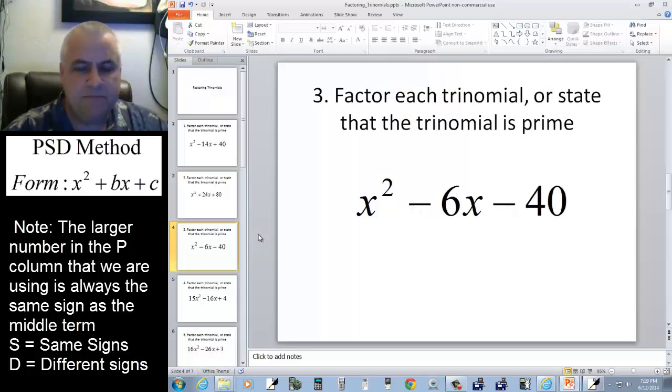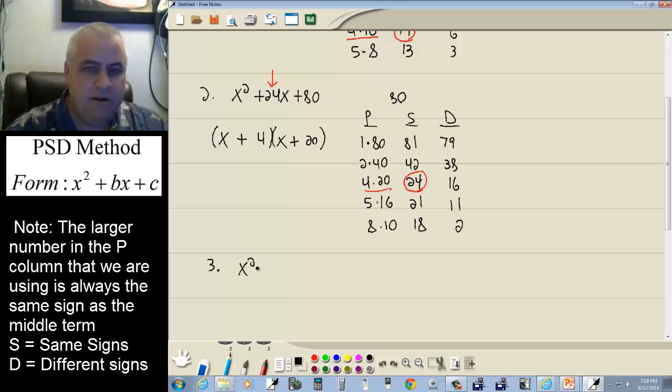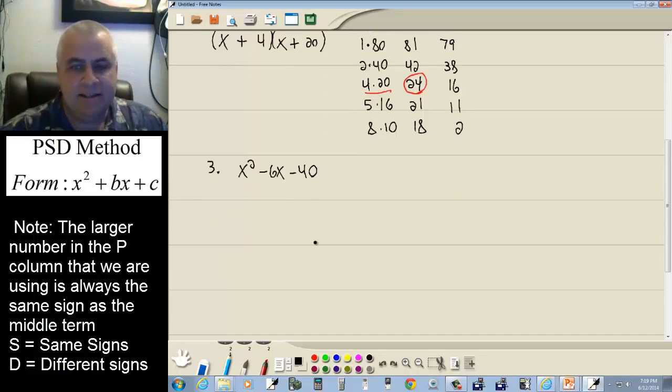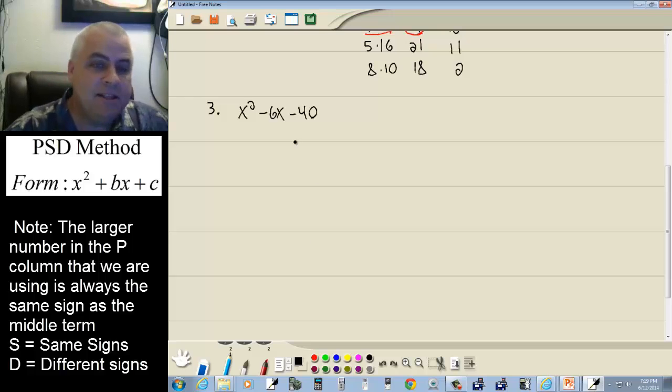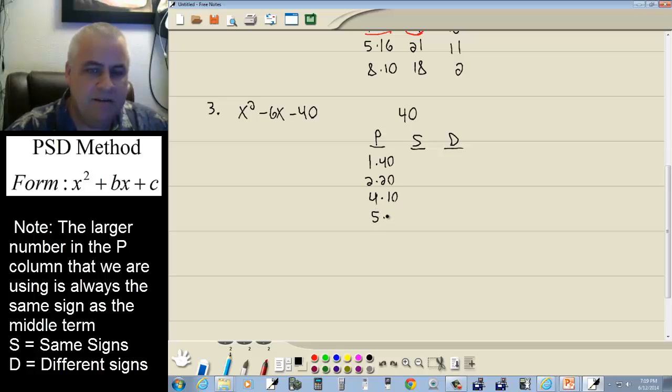Let's take a look at one more of those. We got x squared minus 6x minus 40. And this is again the PSD method. What tells me this is the PSD method is we got x squared, x, no x, and there's no number in front of our x squared. We'll take the number at the end, ignoring signs. So take a look at 40. And we come up with our three columns. P column, again, we're going to write all the products that give us 40. We got 1 times 40, 2 times 20, 4 times 10, 5 times 8.